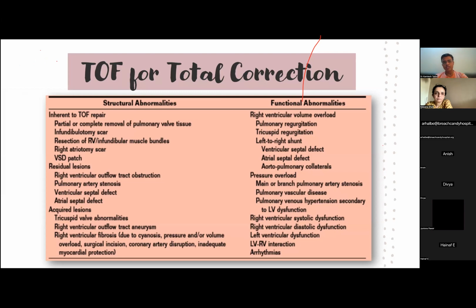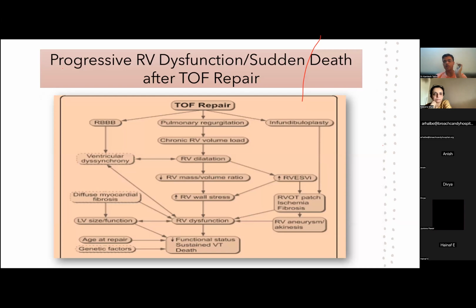The last part of the presentation will be TOF coming with total correction. Just to highlight that when we are discussing total correction, actually it is not total correction, because we are leaving behind many problems of the pathology after intracardiac repair. In most cases we leave behind right bundle branch block. We leave behind some degree of pulmonary regurgitation. There will be a scar or a patch in the infundibulum which is non-contractile.